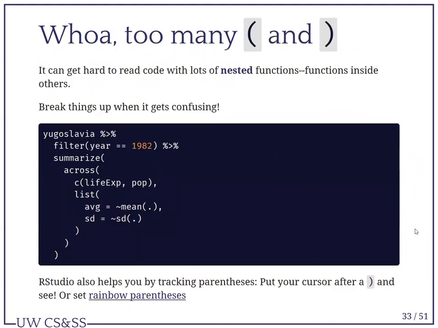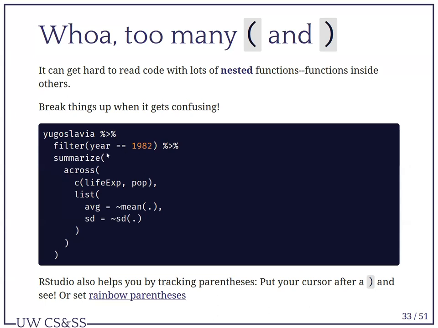One thing that might happen when you're doing a lot of summarizing across several columns is you'll get the sense that there's way too many parentheses going on. What happened to the legibility of dplyr, you might say? It can get hard to read code when there's lots of nested functions like this. Break up things when they get confusing.